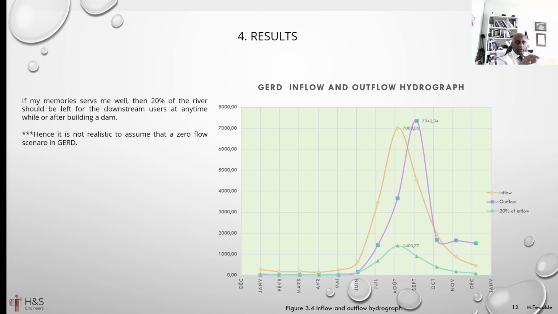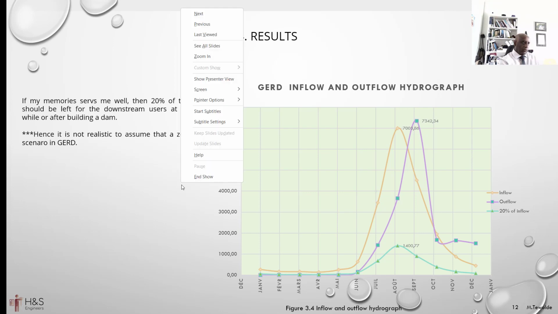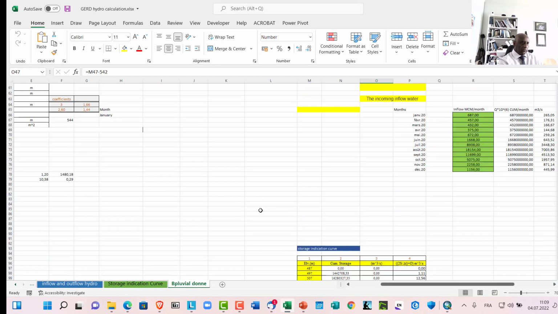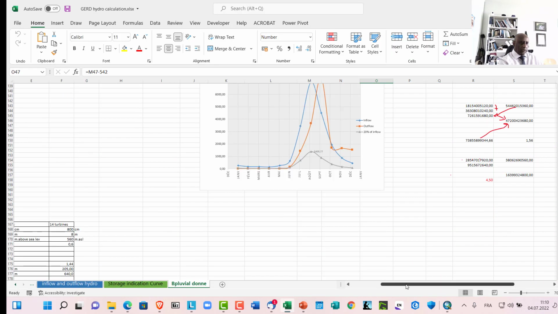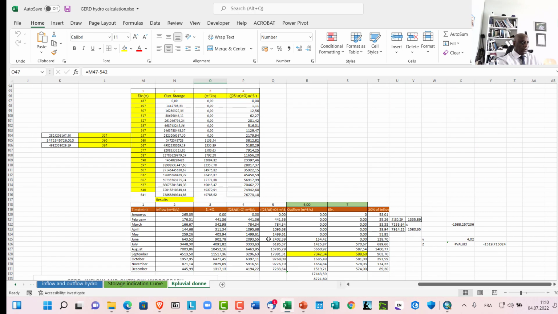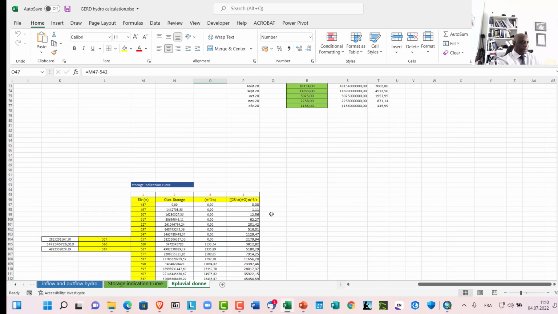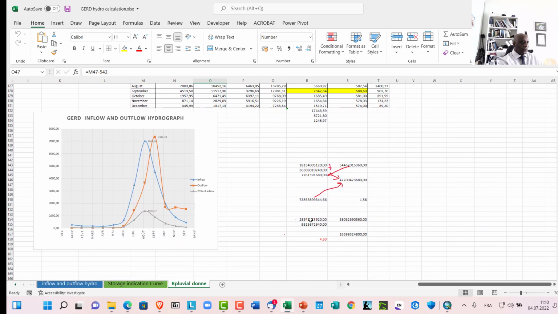I have tried to see how many years it can take to fill the dam and so on. So I will show you that. Let me show you this in Excel that I tried to use. Here is the Excel. Actually, this is the Excel calculation I did.